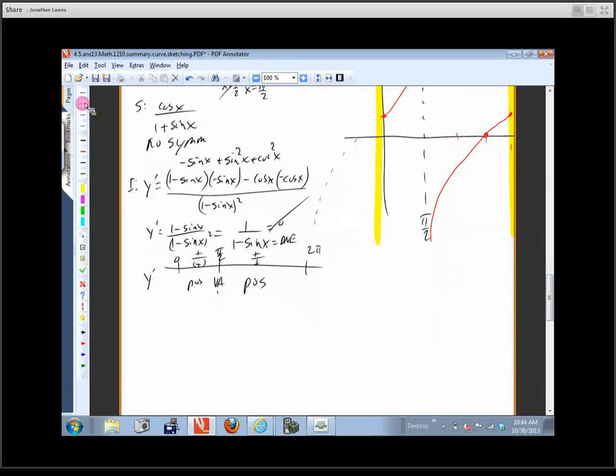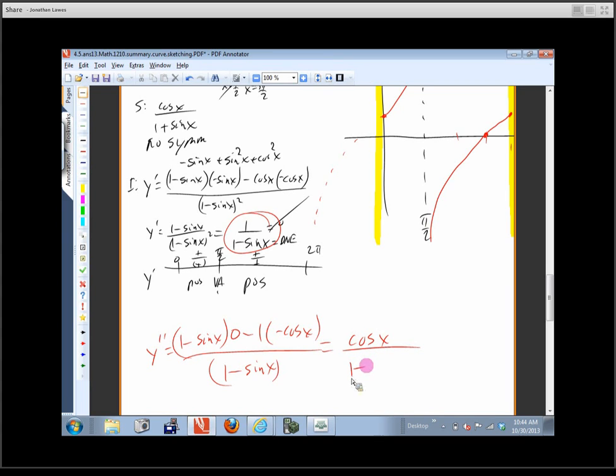Let's check concavity on this one, and remember, since the first derivative got simplified, this actually isn't too terribly bad. Let's double check it. So I've got the bottom times the derivative of the top, 0, minus the top times the derivative of the bottom, negative cosine, right? All over the bottom squared. So I end up with, let's see, a 0 here, and I end up with cosine of x over 1 minus sine of x quantity squared.